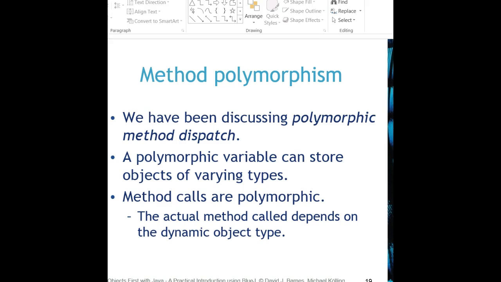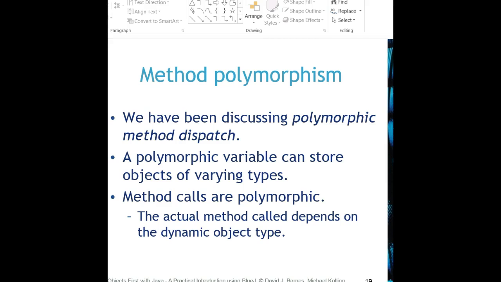Basically, based on definition, method calls in Java are polymorphic. The same method call may at different times invoke different methods, depending on the dynamic type of the variable used to make the call. So what we have just talked about in the previous section is basically a form of polymorphism. And we talked about polymorphic method dispatch.